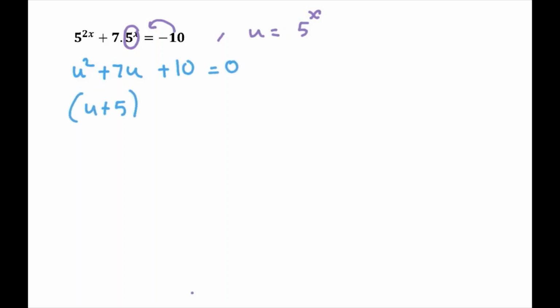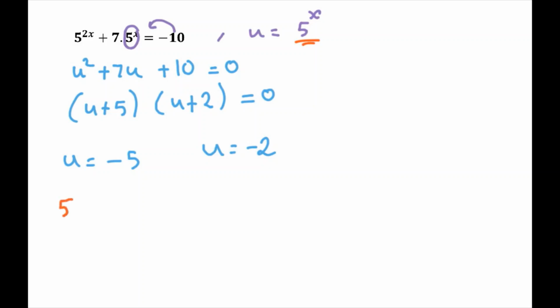Okay, what about this one? Well, again, of course you can move the negative 2, but where is the base and power in the middle? This one here. So that's going to be my u. And then you try, so go ahead, u squared plus 7u plus 10 equal to 0, u plus 5, u plus 2 equal to 0, u equals negative 5, and u equals negative 2. Now, you need to return u into 5 to the power of x.